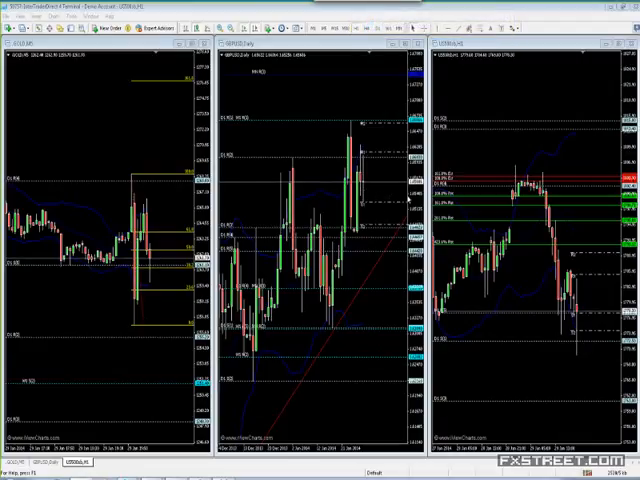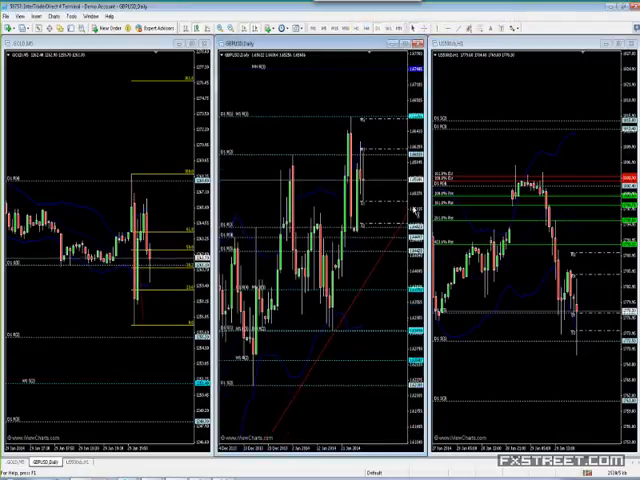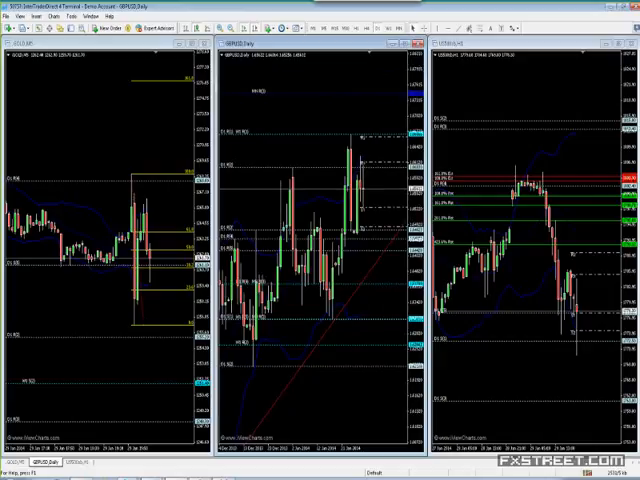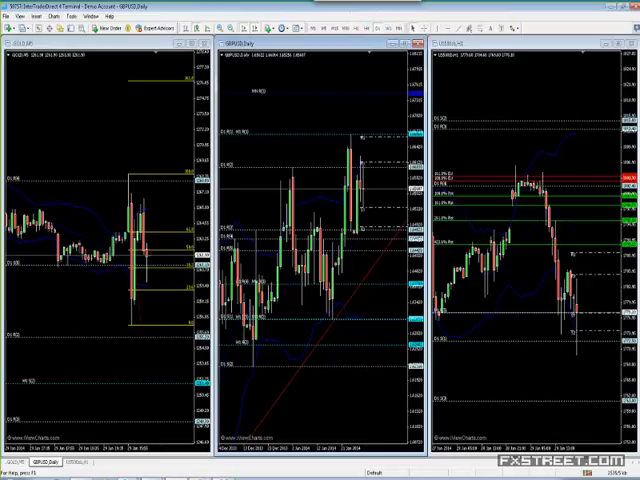Cable's done nothing, literally not moved, so watch for that tomorrow. Aussie dollar is again back in the lower end of the range. It hasn't got to the lower Bollinger Band, 0.87267. Euro dollar is again bouncing off the low, so I might see a little bit of strength come back into the euro versus the dollar. So all in all, nothing's really happened. Nothing's really happened at all.